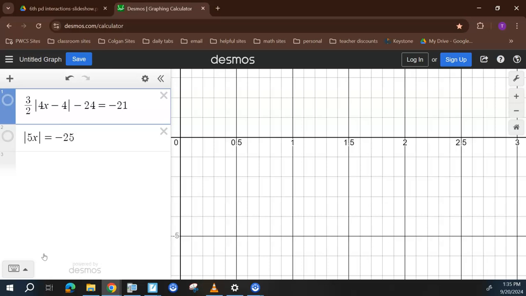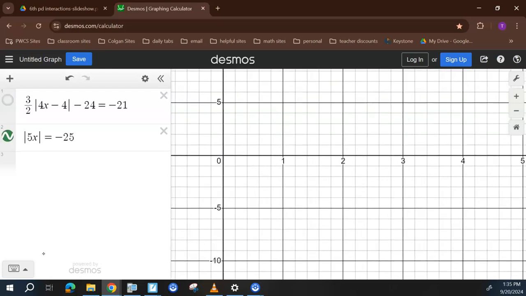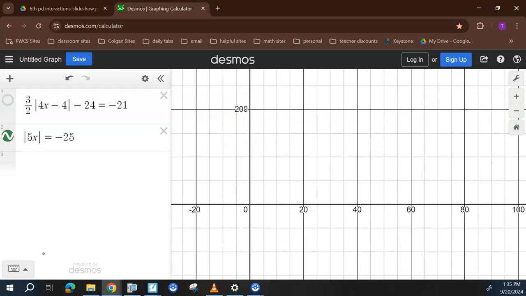If you were to put in something that's no solution, that should tell you that's going to be no solution. Okay? Questions on how to check it in Desmos?